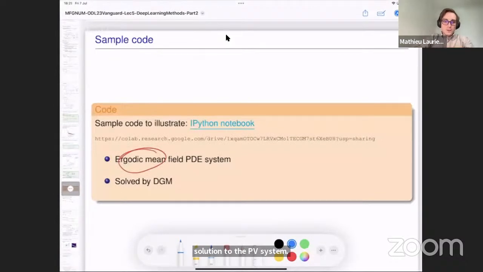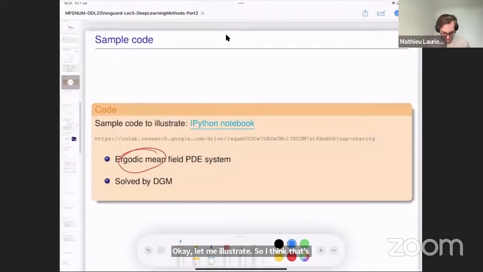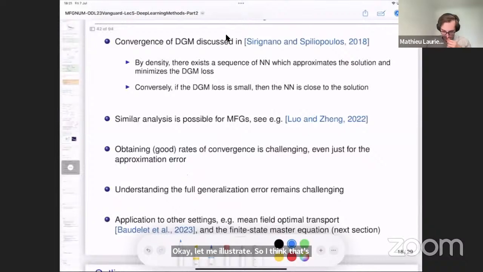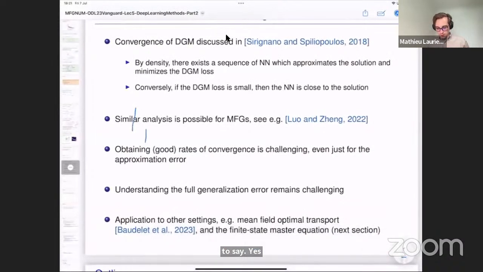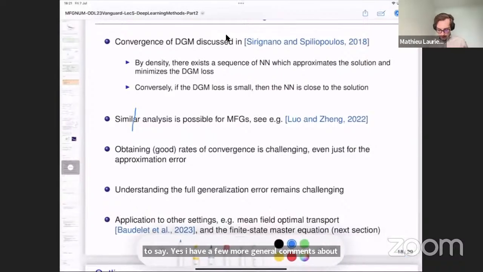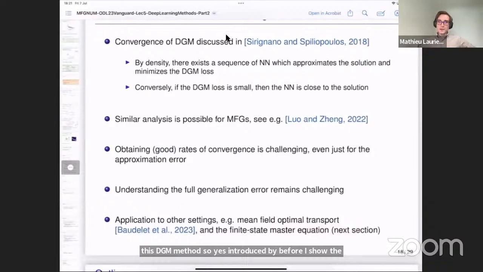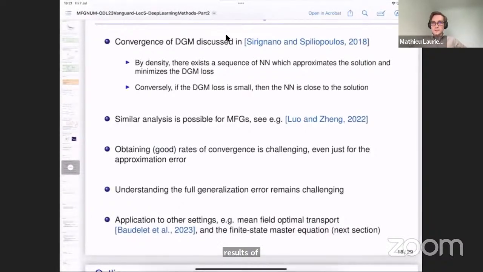Okay, I think that's all I wanted to say. Yes, I have a few more general comments about this DGM method. Before I show the code, it was introduced by Sirignano and Spiliopoulos. In fact, they have some convergence results, two types of results more precisely. One is by density.